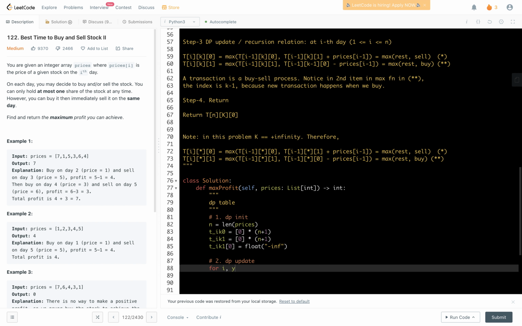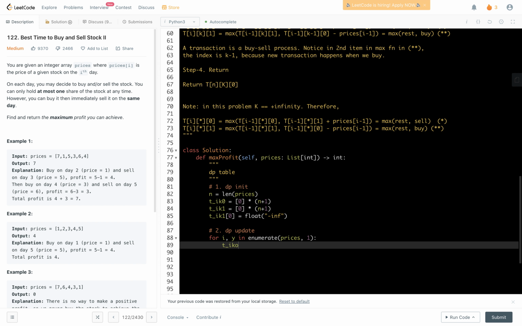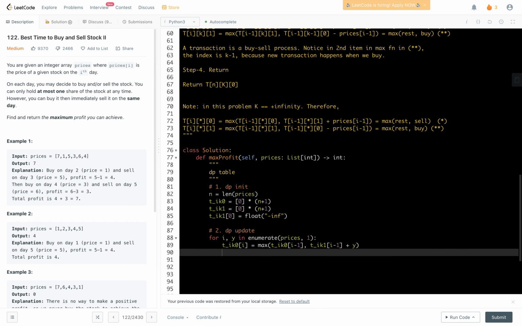This is actually very routine using the two equations here. For this, I'm going to use for i, y in enumerate prices. Notice that I'm using one indexing here, starting from 1. Then we first update ti k 0 at i. It's the max of the previous state, that is ti k 0 at i minus 1, and then the previous state of ti k 1 at i minus 1. In this case, we can sell the stock to gain some profit y. So this is the one update.